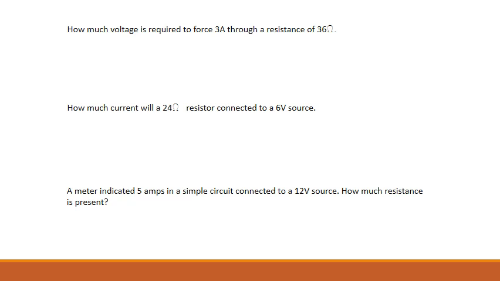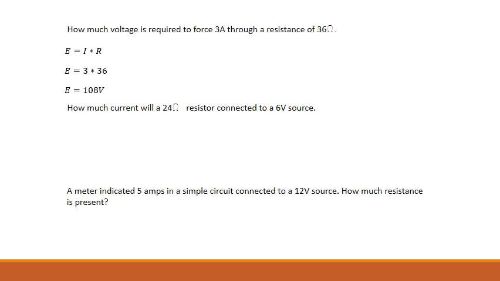How much voltage is required to force 3 amps through a resistance of 36 ohms? Again, your Ohm's law, voltage equals current times resistance. Your current is 3 amps, your resistance is 36 ohms. Multiply those and you get 108 volts.